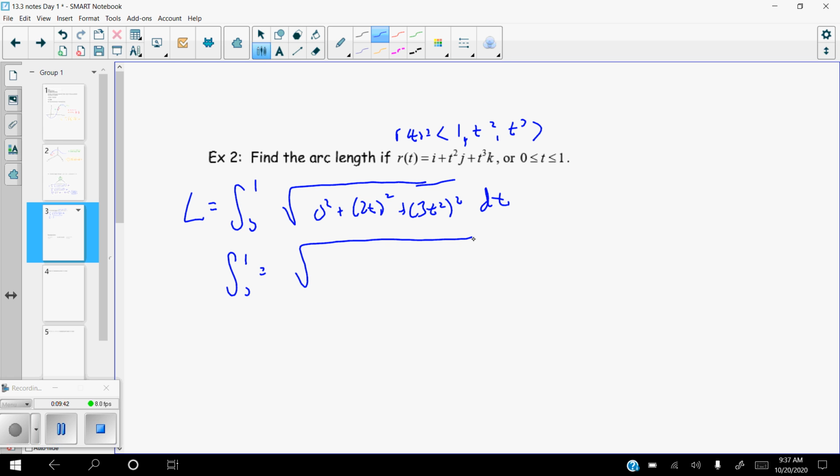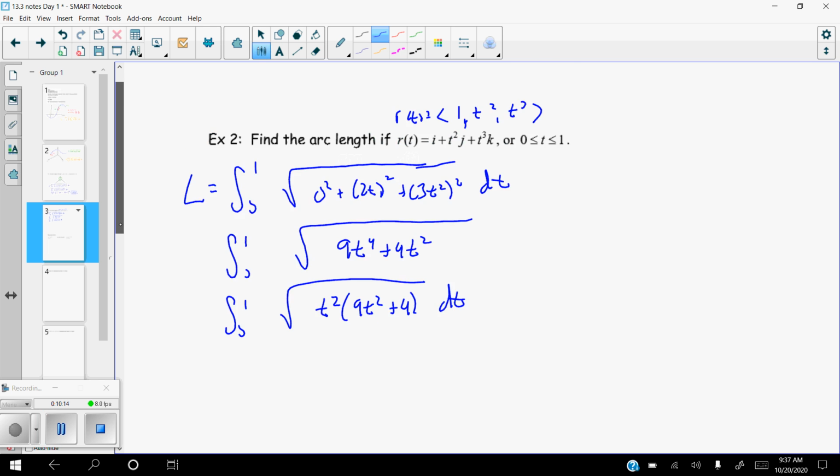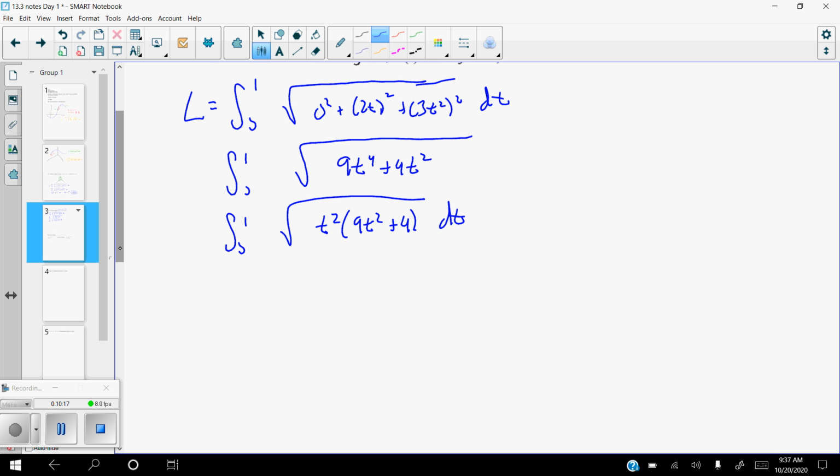Okay, let's simplify. So we're going to get 4t squared plus 9t to the fourth. 9t to the fourth plus 4t squared. Okay, it looks like I can factor a t squared out. So it looks like we're going to get t squared times 9t squared plus 4 dt. I can split that, t squared times 9t squared plus 4 under the square root. Taking the square root of the t squared out to the front just gives me a t on the outside. Still leaving 9t squared plus 4 on the inside.